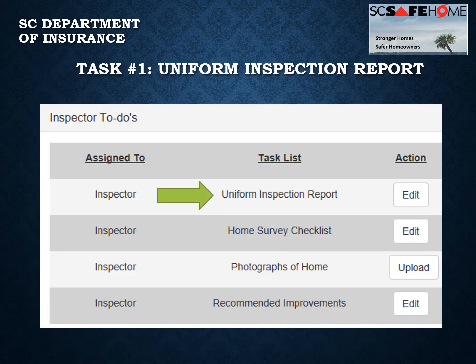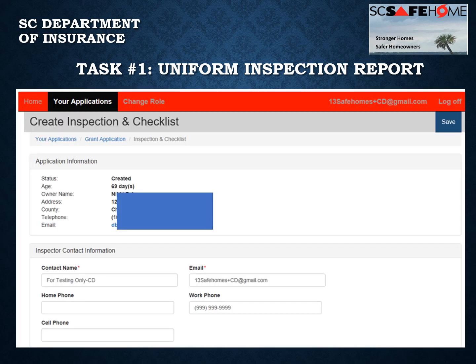Open up the first task of uniform inspection report by clicking on Edit. Everything with a red asterisk shown in a form is a required field. If you don't supply information in these fields, then the task will not have a completed status upon saving. The Save button in the top right-hand corner will be used when you are ready to save your work. Scrolling through the Uniform Inspection Report, the following is displayed.